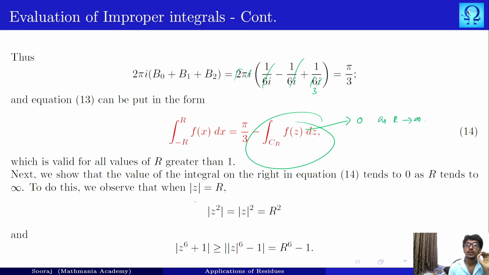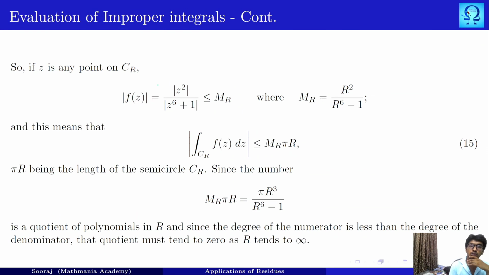In order to achieve it, we just observe. We have taken the radius of the semicircle to be r. So when absolute of z is r, then absolute of z square is simply r square. We have z power 6 plus 1 in the denominator, so we try to get some estimate so that 1 upon absolute of z power 6 plus 1 becomes smaller than or equal to 1 upon r power 6 minus 1. So when you take absolute of f of z, the numerator is r square, and you get r power 6 minus 1 in the denominator. This quantity we have taken as M_R.